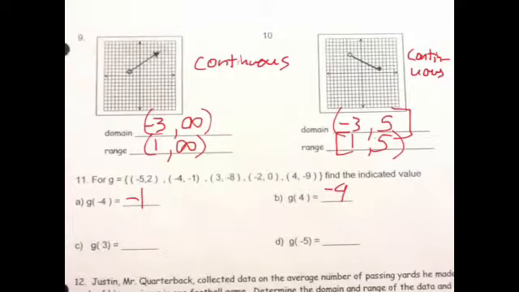Over here, g of 3 is going to be right here, and that's a y value of -8. And then g of -5 is here. That gets mapped to 2. So those are all your function assignments.